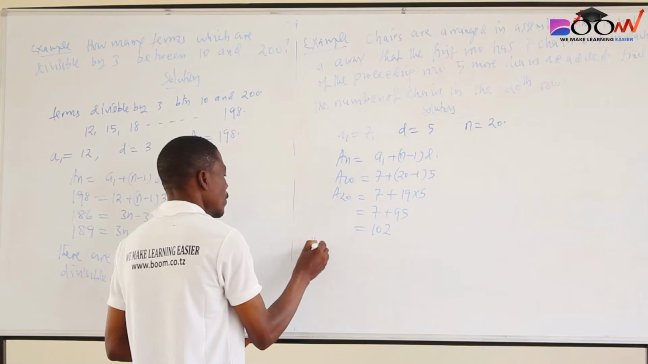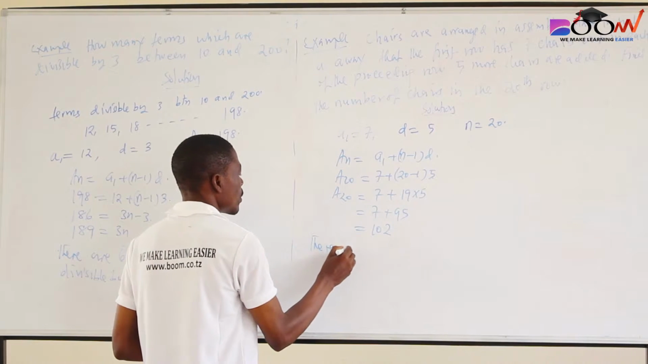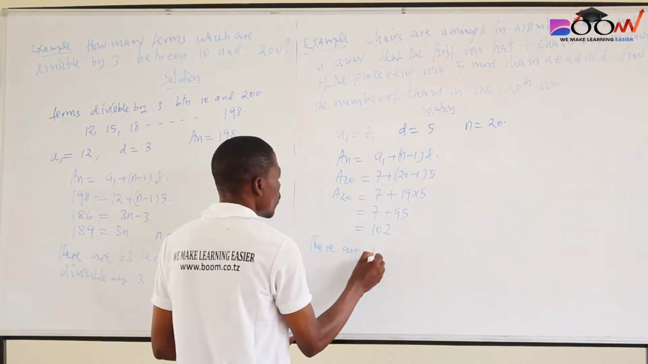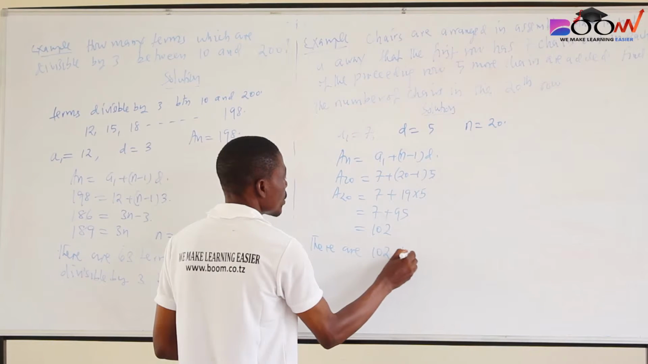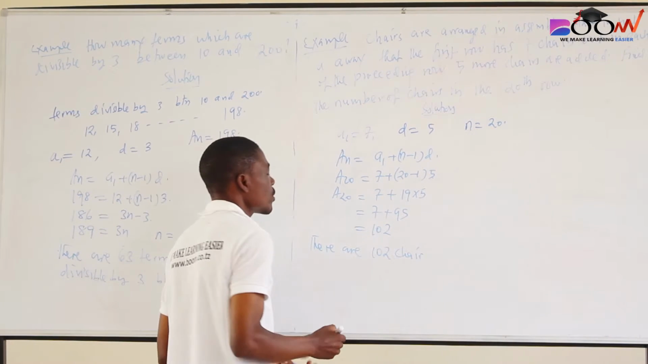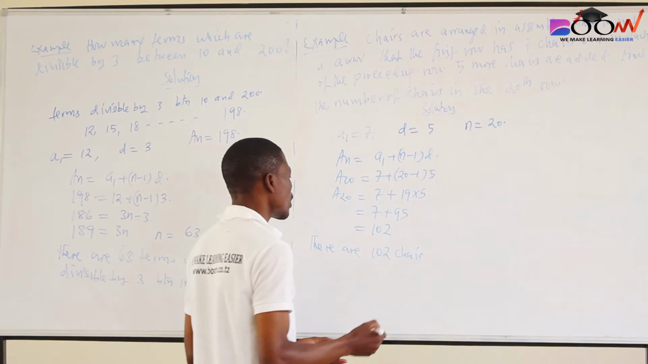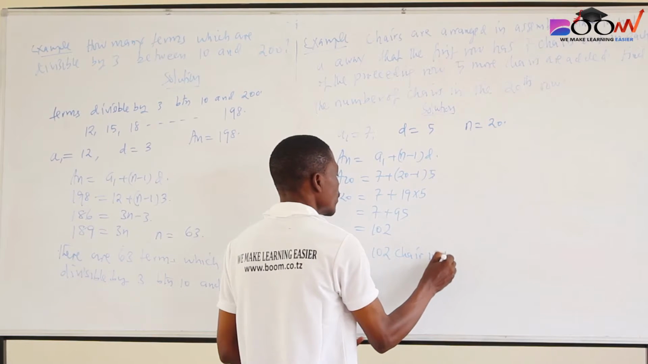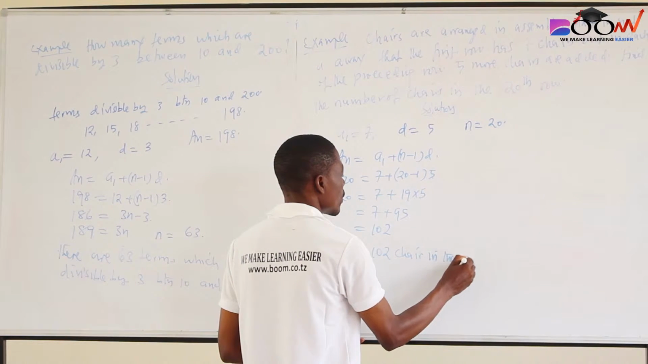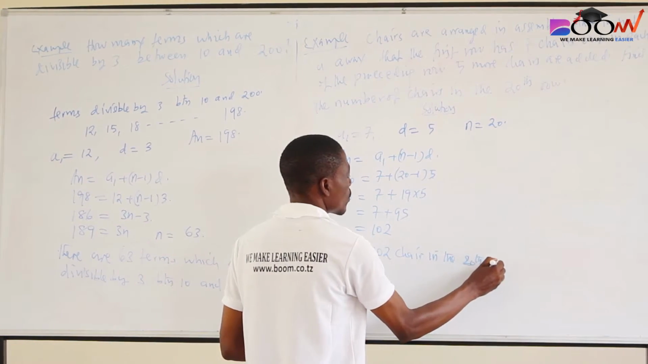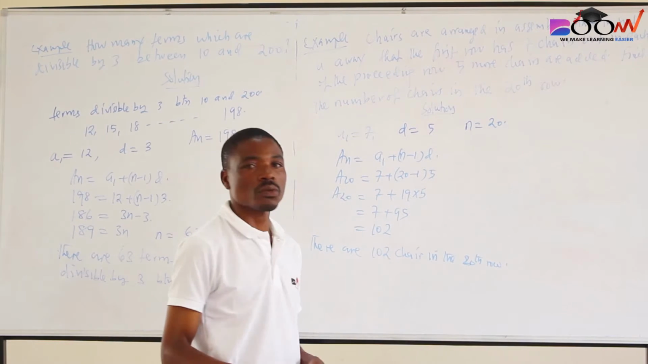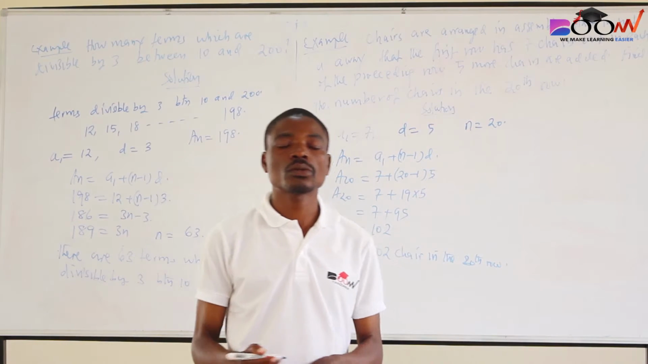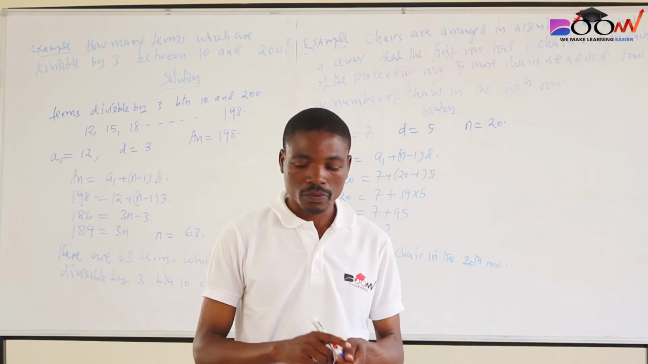Therefore, there are 102 chairs. There will be 102 chairs in the 20th row.